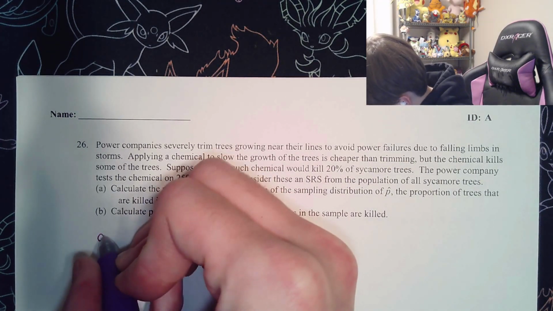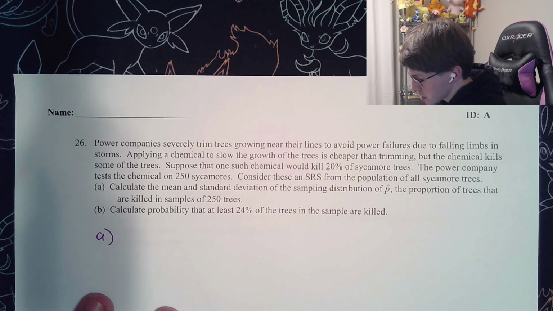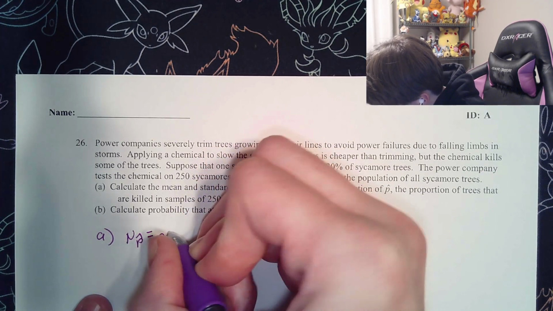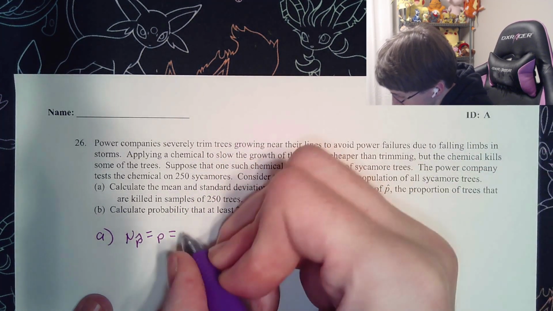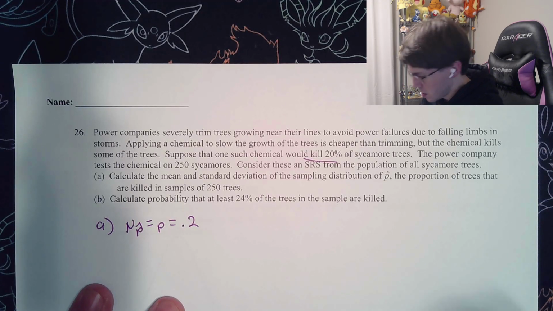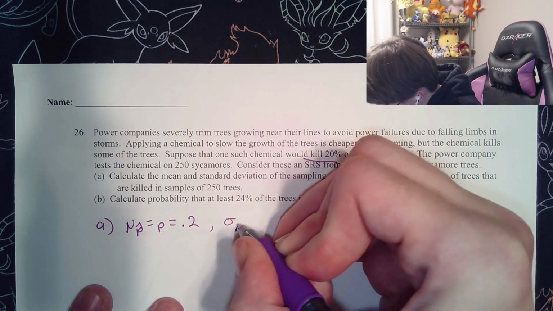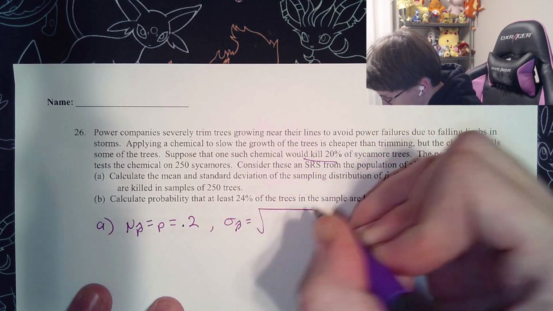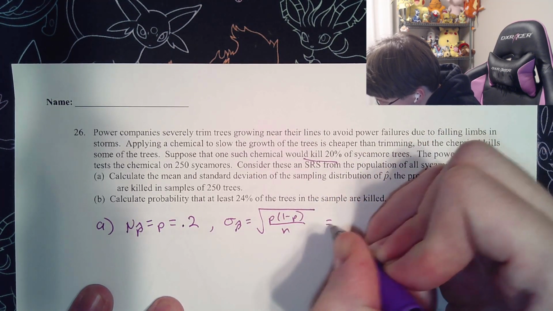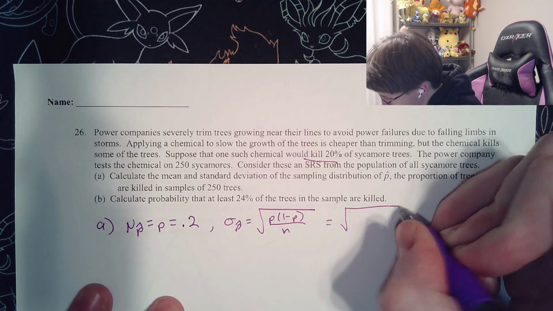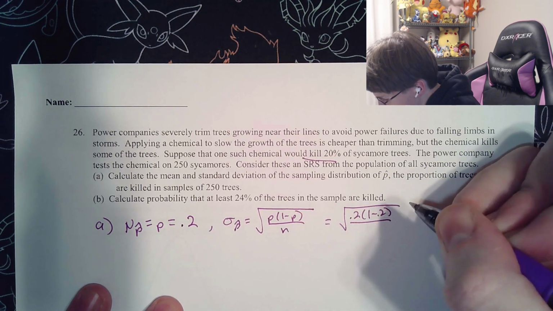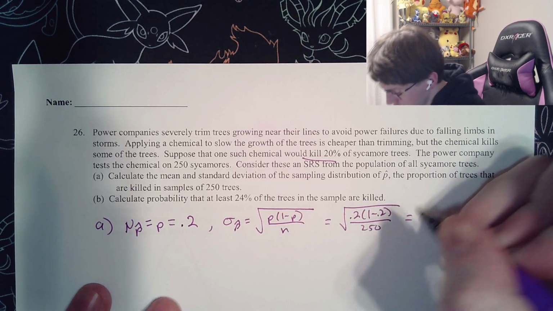So for letter A, we already know, calculate the mean and standard deviation. We already know our formula from before. The mean of our sampling distribution is equal to p, the true population value of 20%. We will simplify it to 0.2. If it makes you happy, you can write 0.20. And the standard deviation of our sampling distribution, we already know that formula. We've written it so many times. The square root of p times 1 minus p divided by n, so the square root of 0.2 multiplied by 1 minus 0.2 divided by 250 sycamore trees here.